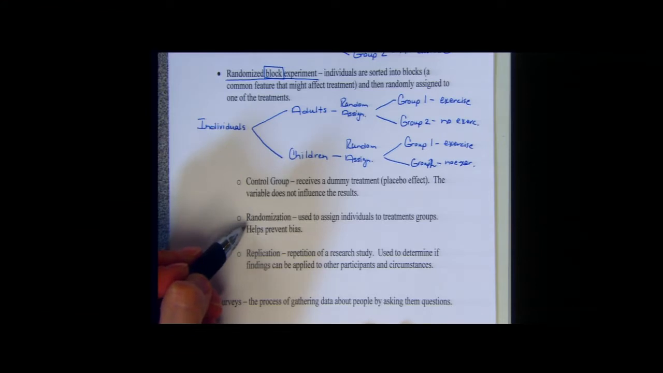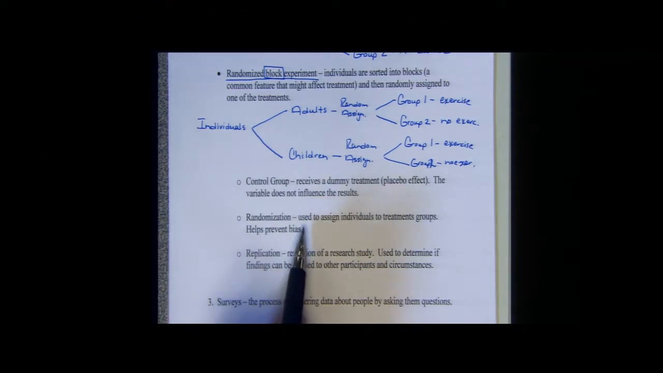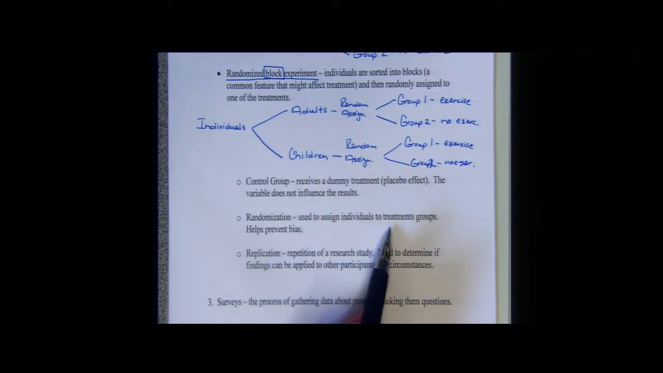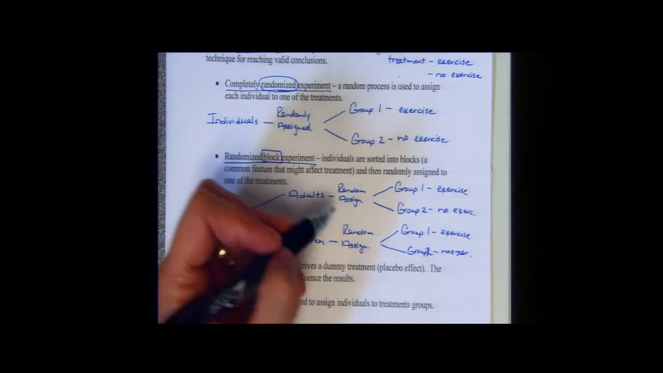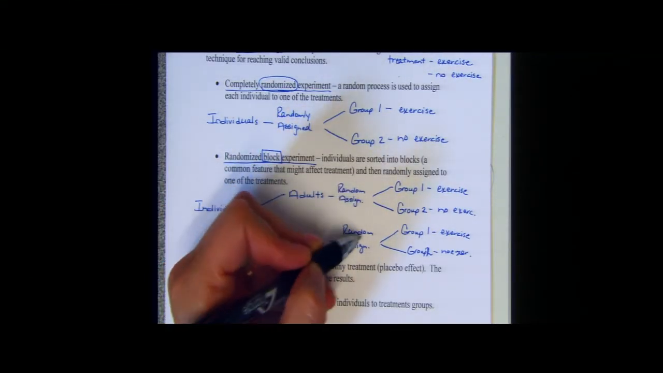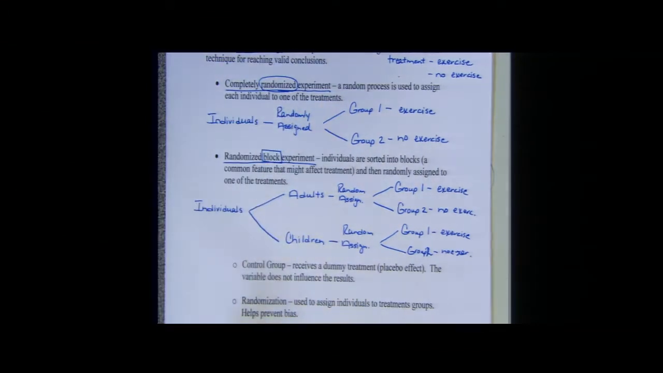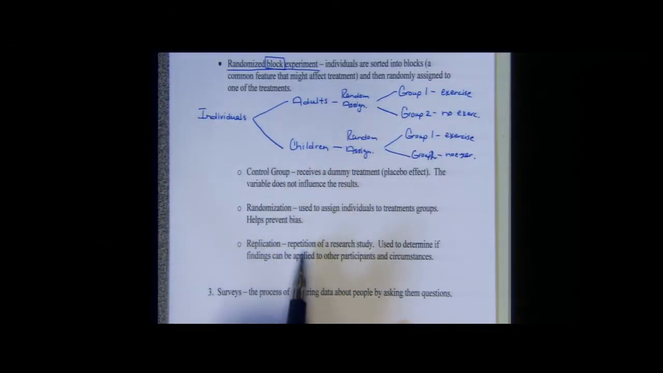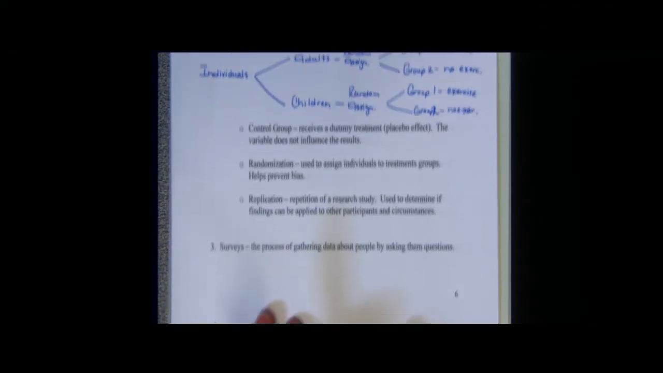Randomization: used to assign individuals to treatment groups, helps prevent bias. And this is where the randomization went when we did this random assignment here. Replication: repetition of a research study, meaning you do it over and over and over again, used to determine if findings can be applied to other participants and circumstances. The more you do it, the more valid the results get.